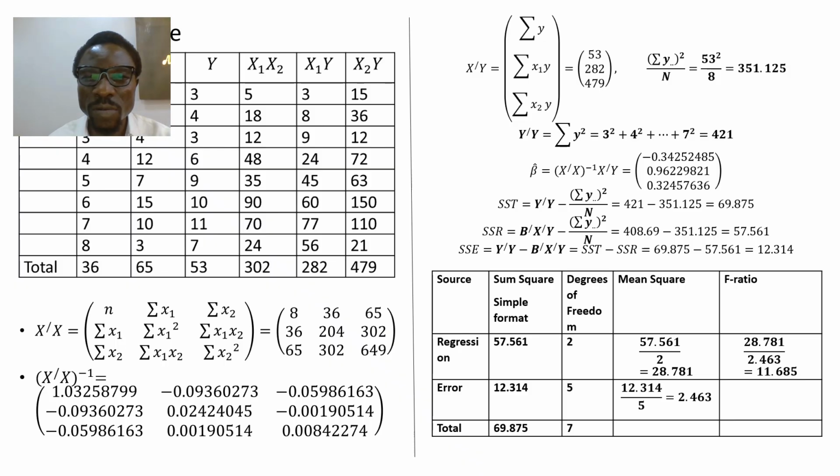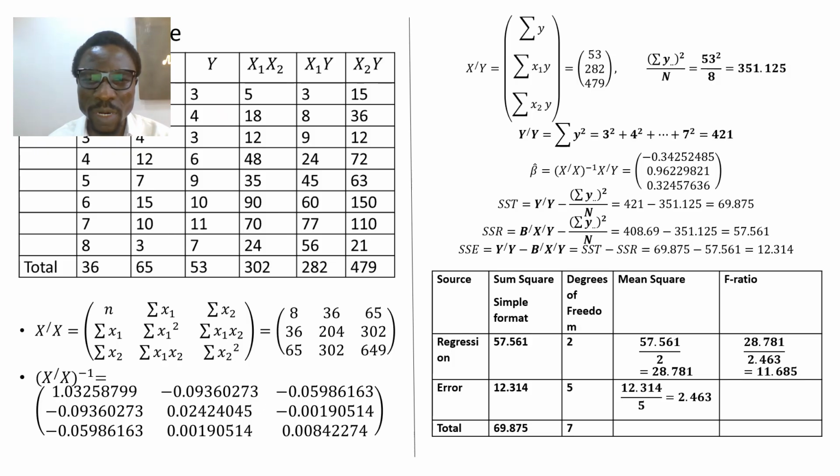And so the next thing to do now is to obtain our sum of square total, which is y prime y, and we can calculate our y prime y as the square of all the y entries. Then we can also calculate our sum of square regression, which is beta prime x prime y. And then by the time we do that, that gives us 408.69 minus 351.125. So our sum of square regression is 27.561. Sum of square total is 69.875.